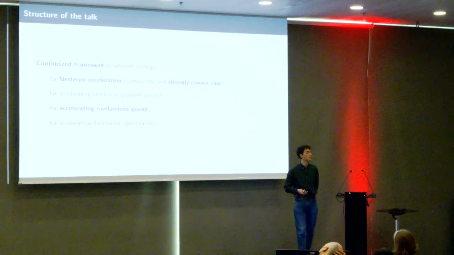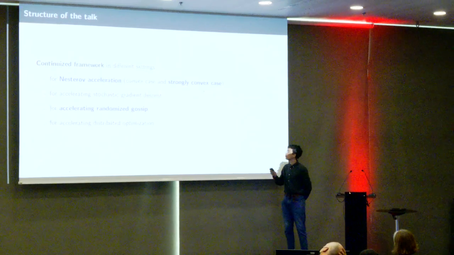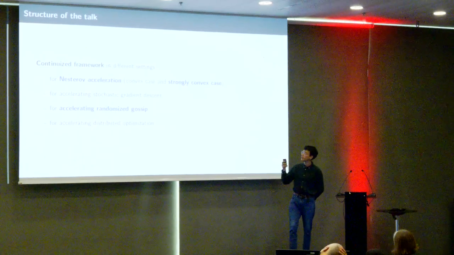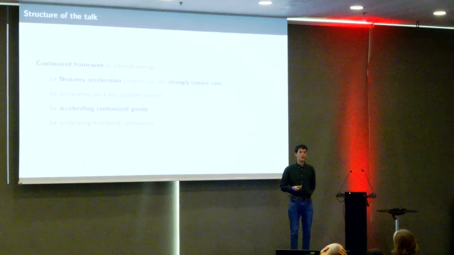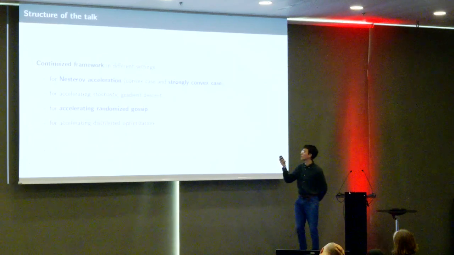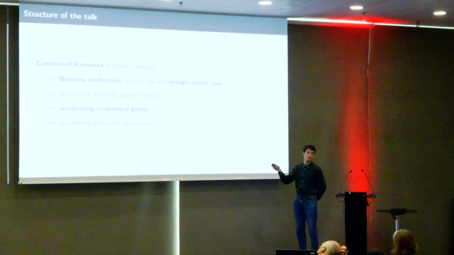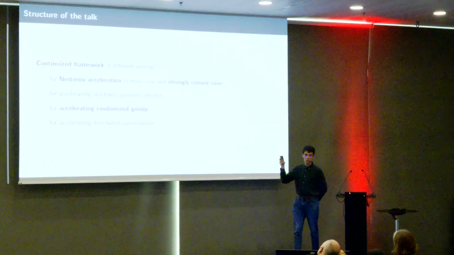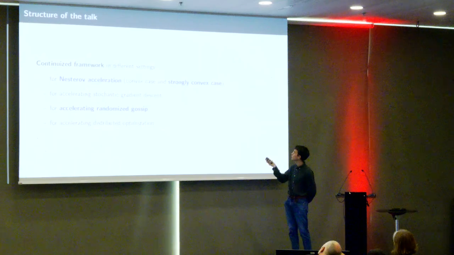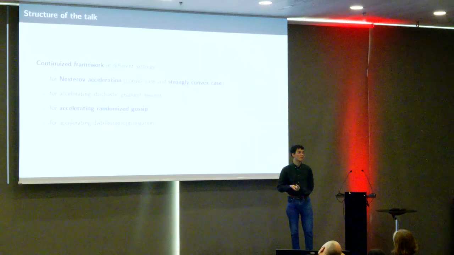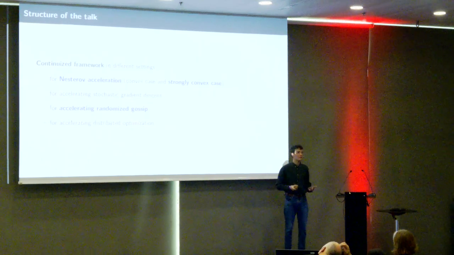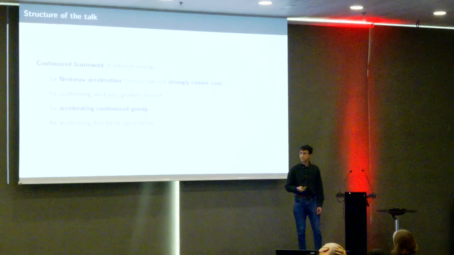But we are also interested in accelerating using stochastic gradients. We are also interested in accelerating in decentralized schemes. So for instance, we work on randomized gossip and distributed optimization. But today, I want to present only the materials in blue: Nesterov acceleration in the strongly convex case and randomized gossip. And I think that from this, you will be able to extrapolate the technique to new situations.